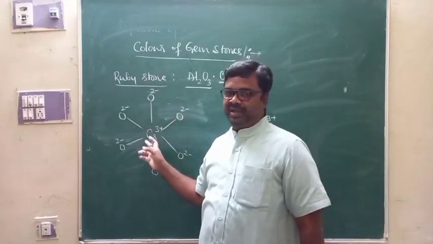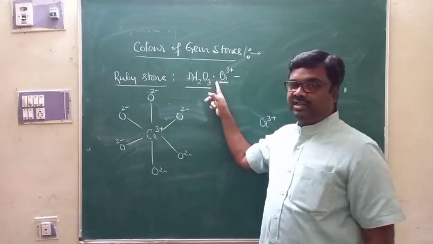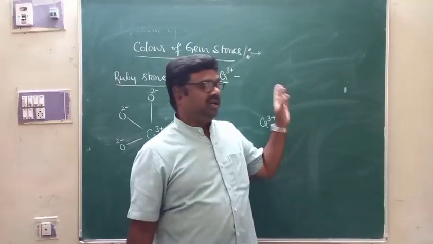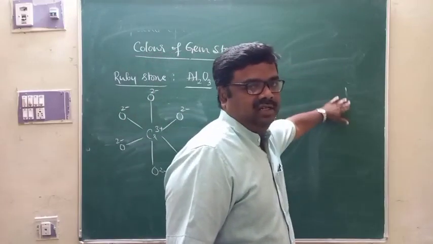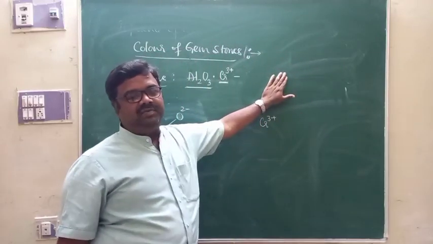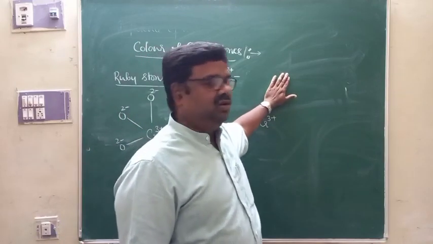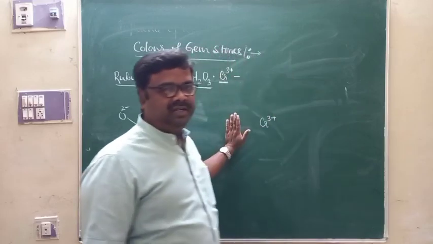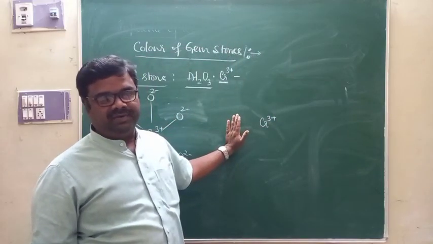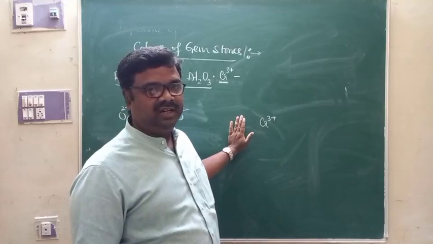In the case of ruby, the host is Al2O3 crystal, is it not? In the case of emerald, the host is the silicates of beryllium and aluminium. The host crystals are different. Now the impurity is the same, but the host crystal is different. Because of that, there is a difference in color you can find.